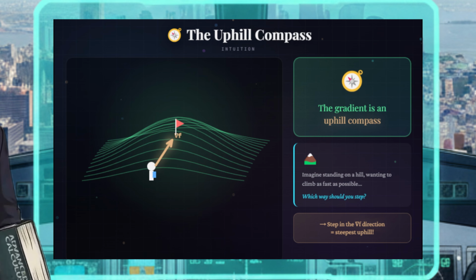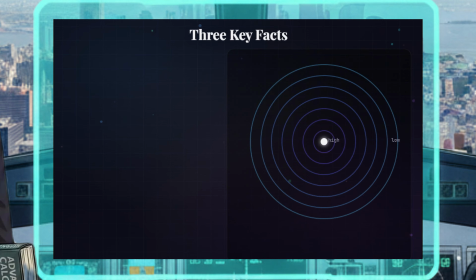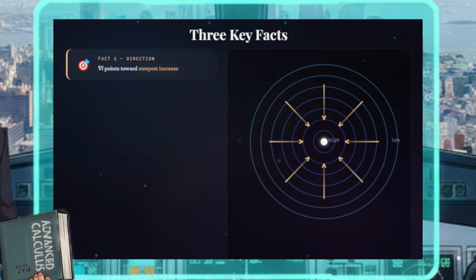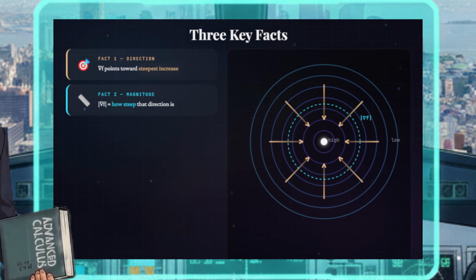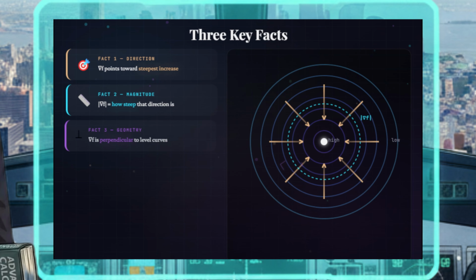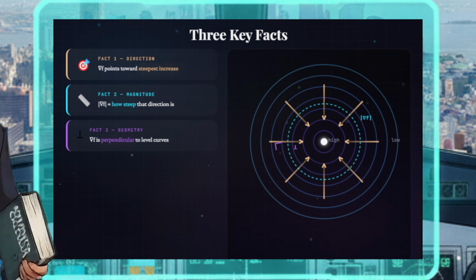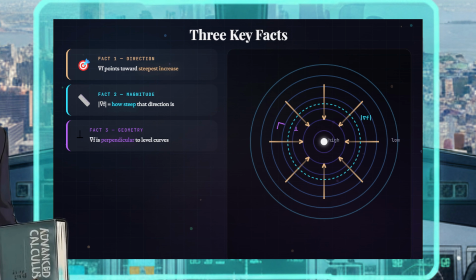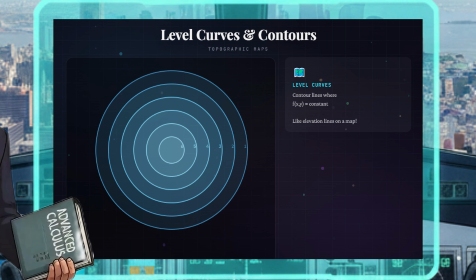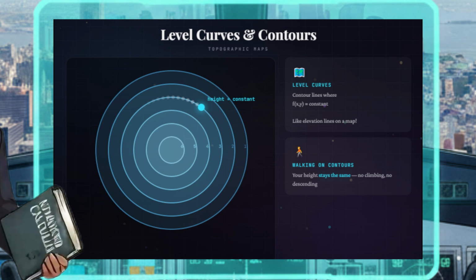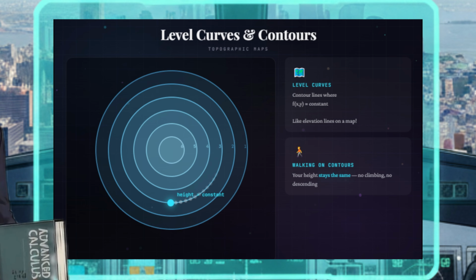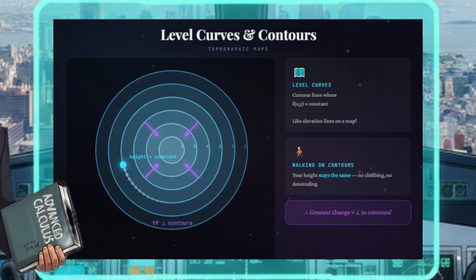Three key facts. First, the gradient points in the direction of steepest increase. Second, the size of the gradient tells you how steep that steepest direction is. Third, when the gradient is not 0, it is perpendicular to level curves. Level curves are contour lines, places where the function stays constant. If you walk along a contour line, your height doesn't change. So the direction of greatest change must be perpendicular to those curves.